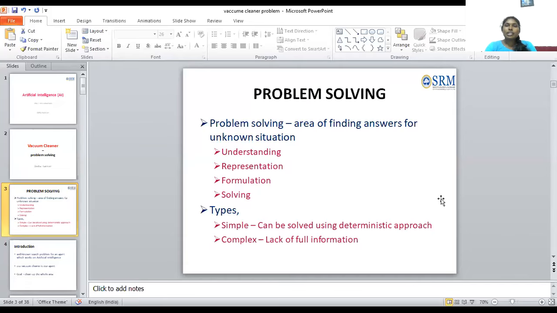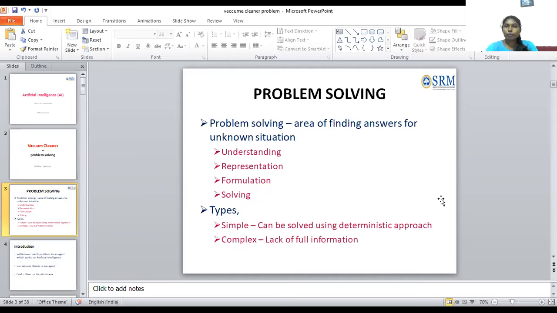Okay, so in artificial intelligence, problem solving is where we find a way in which a particular thing can do work automatically. So we want the vacuum cleaner to clean the room by itself, giving some conditions to it.